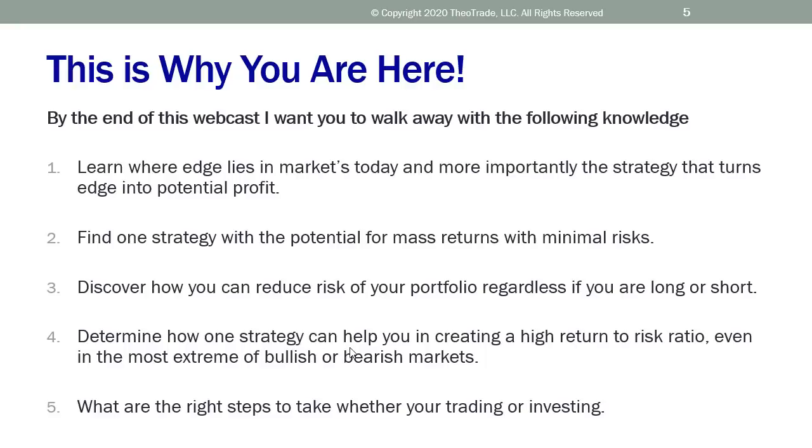We'll jump to number four. Determine how one strategy can help you in creating a high return to risk ratio, even in the most extreme of bullish or bearish markets. And I would have to denote that we are right about there. We are in the extreme. And number five, what are the right steps to take, whether you're trading or investing? We're going to reference a couple of different times throughout the course of this evening. You can be a trader, you can be an investor. The strategy that I'm going to detail this evening kind of plays both sides of that. If you're an investor, you've got to tune in to what I'm about to talk about. If you're a trader, absolutely unequivocally, it'll help you reduce risk. It'll also help you in hitting home runs and the possibility of home runs inside of your account.